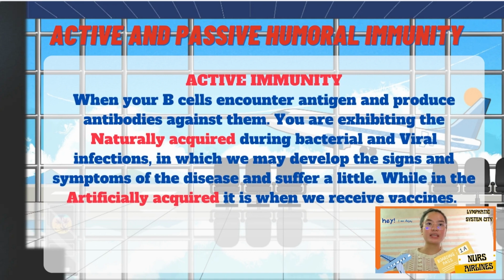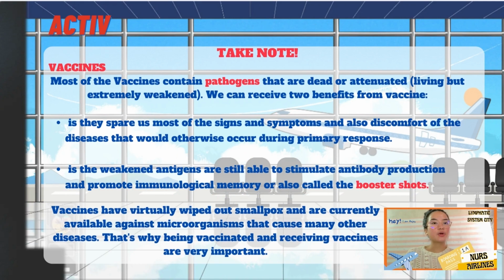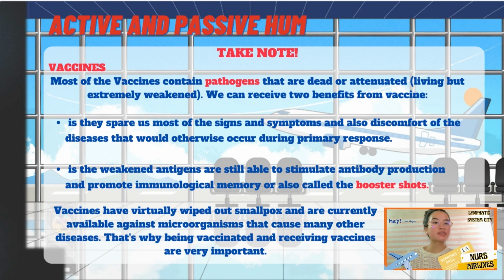In active immunity, your B cells encounter the antigen and produce antibodies against them. You are exhibiting naturally acquired immunity during bacterial and viral infections, in which we may develop the signs and symptoms of the diseases and suffer a little. While in the artificially acquired, it is when we receive vaccines. Take note, most vaccines contain pathogens that are dead or inactivated, or living but extremely weakened.